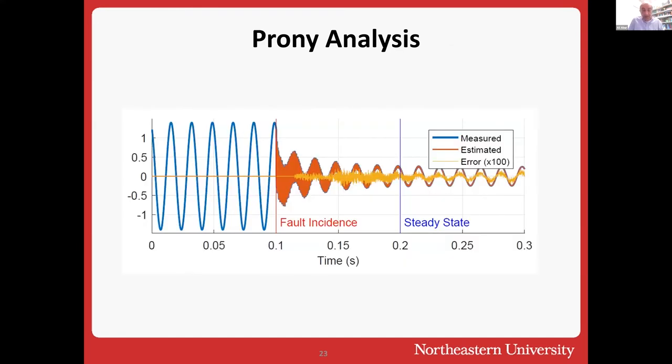And indeed, you can do it. Here I'm showing one example of that. Here there is the fault, and the fault is cleared right there. From then on, if you use the Prony analysis and do the prediction, the yellow signal is a 100 times magnified version of the prediction error, and the blue and the red lines show the estimated and the measured signals, which are fairly close.